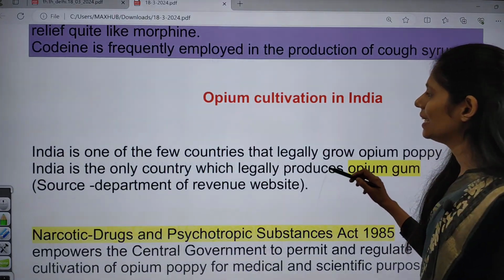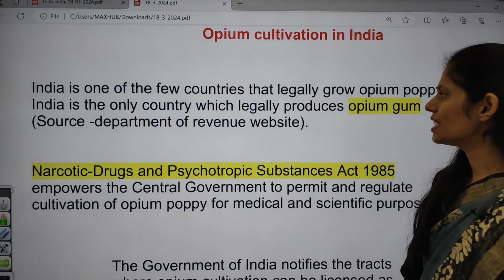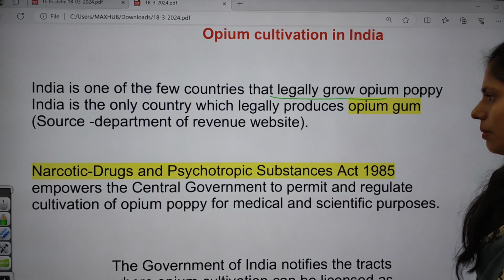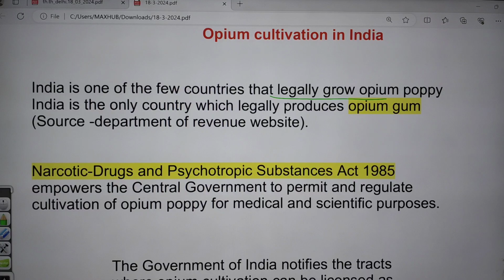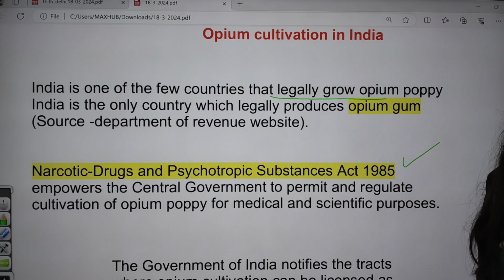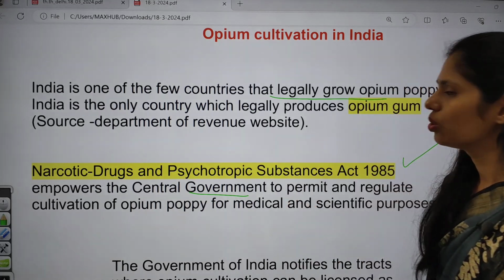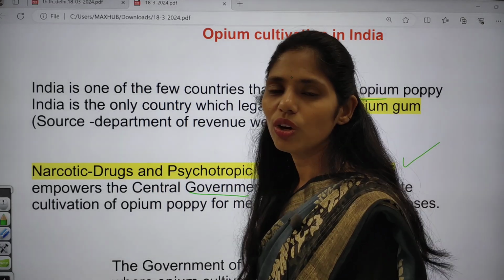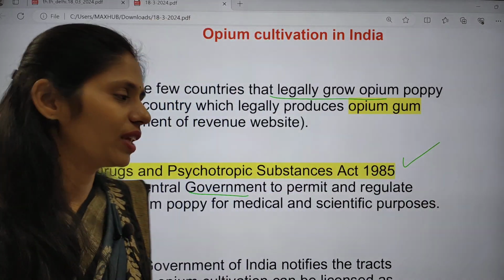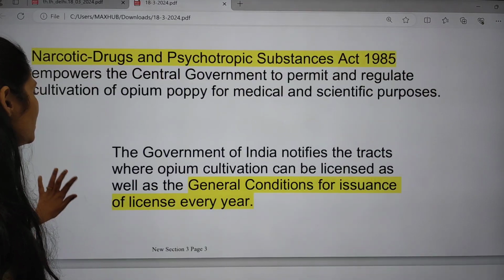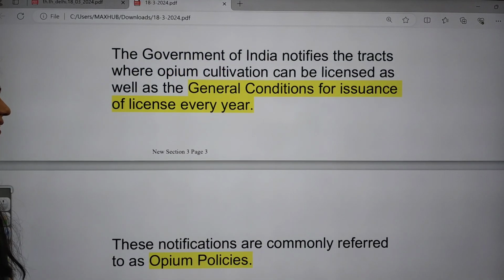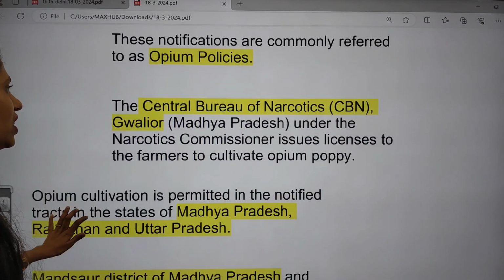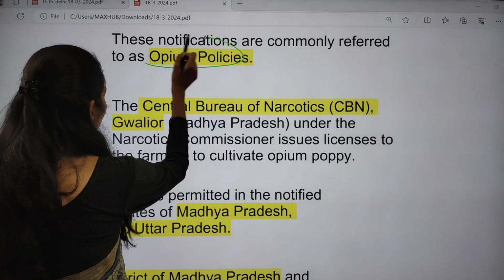And if you are talking about the data regarding opium cultivation in India, India is one of the few countries that legally grows opium, only in some areas. The Narcotic Drugs and Psychotropic Substances Act of 1985 gives power to the central government to give permits for regular cultivation of opium, and this opium can be used only for medical and scientific purposes, not more than that. The government of India notifies the tracts where opium cultivation can be licensed. Every year the government releases data regarding this licensing, and these notifications are commonly referred to as opium policies. It is very important.